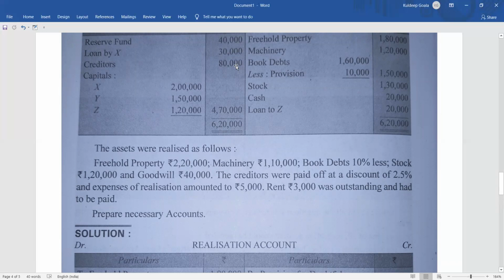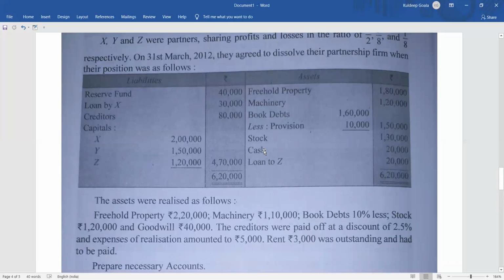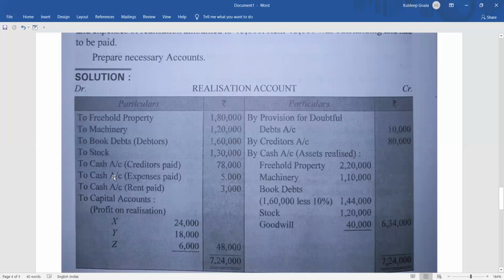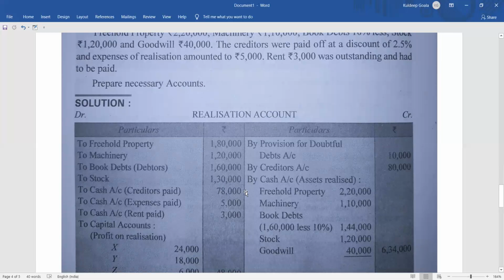Not 1,000, sorry, 2,000 rupees. So 2,000 rupees we are not going to pay. So how much will you pay? 78,000. Right. So how will the journal entry be? Realization account debit, loss for the firm, realization account debit to cash account, because here it's cash. So realization debit side to cash account, creditors paid 78,000. How come 78,000? 80,000 were the creditors and 2.5% was discount, that is 2,000. So 80,000 minus 2,000, it is coming 78,000.